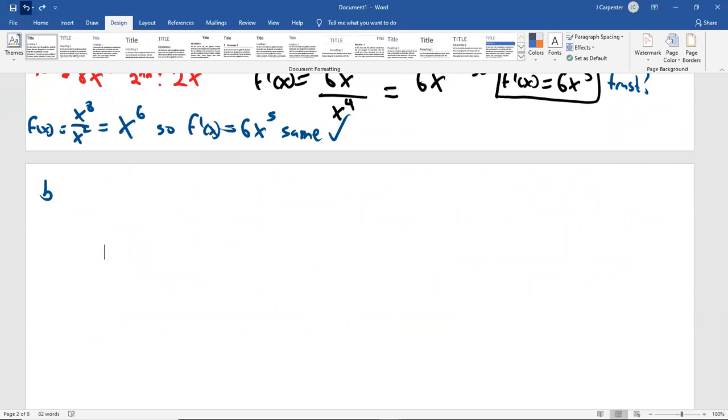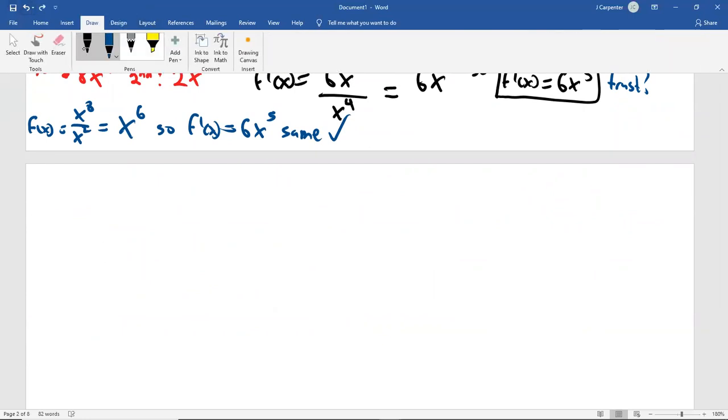Wrong color, not that it technically matters, but I want consistency. B. So let's go with an original function, f of x, equals x squared over x plus 1. So this is a much more common type of problem.